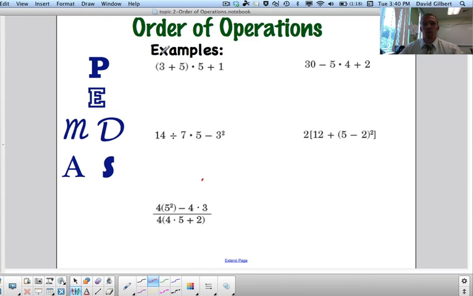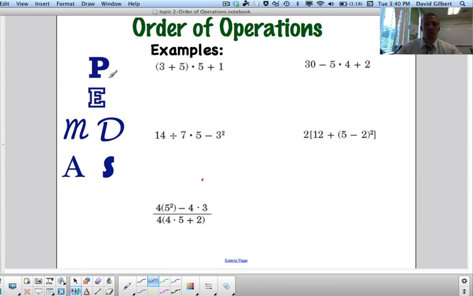Hey guys, so now we're doing order of operations. That basically is just the principle that it is important in which order you do your various operations, be it exponents, multiplication, division, addition, subtraction. It matters whether you do one before the other.